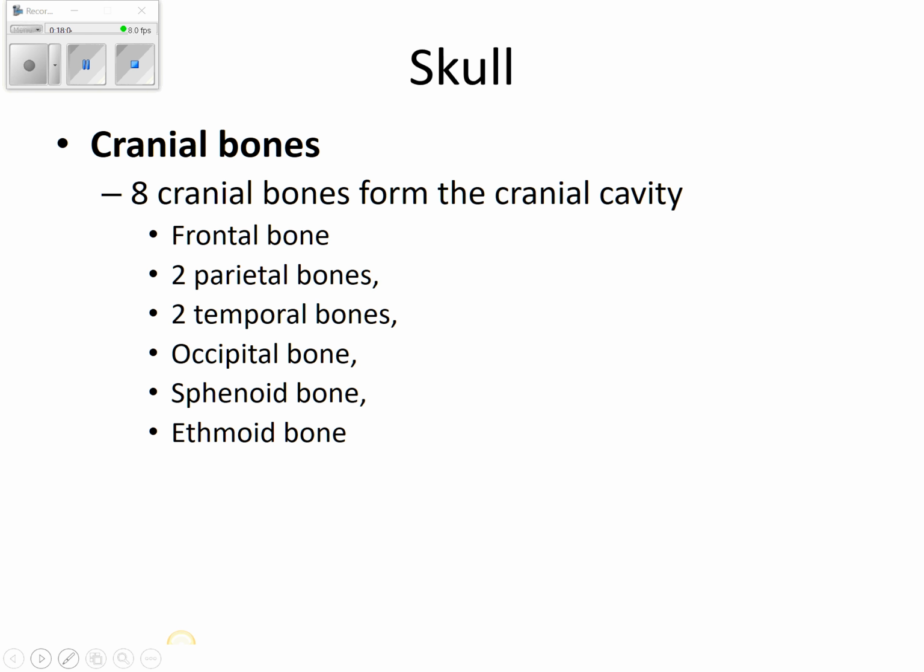So the 8 cranial bones that you have, of course, you have 1 frontal bone, 2 parietal bones, 2 temporal bones, occipital bone, sphenoid bone, and ethmoid bone.